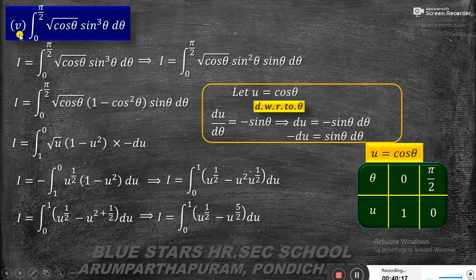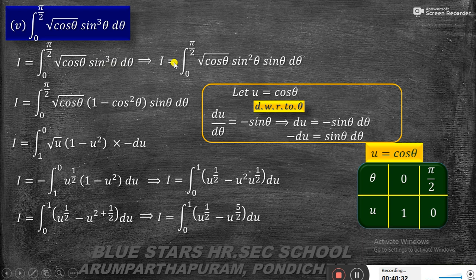This is the answer for the first problem, third subdivision. Now the fifth problem, first problem, fifth subdivision: integral from 0 to pi by 2 of square root of cos theta sin cube theta d theta. So I equals integral from 0 to pi by 2 of square root of cos theta sin cube theta d theta.